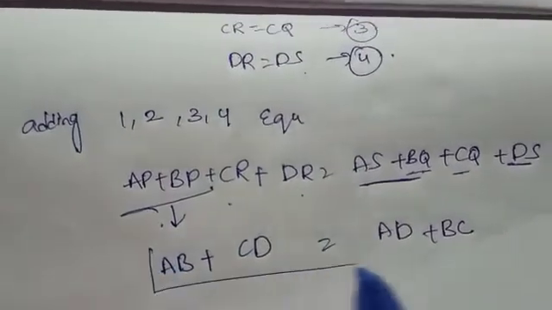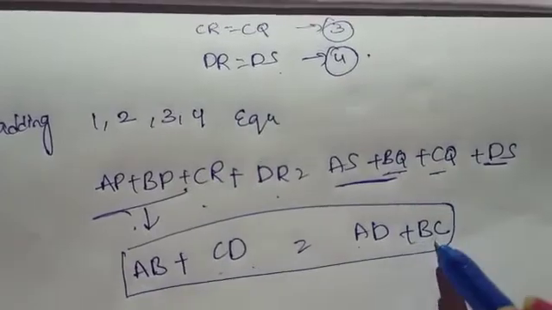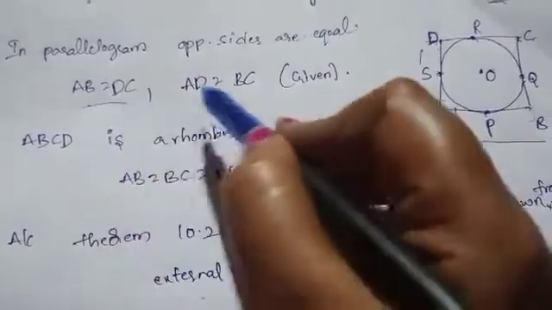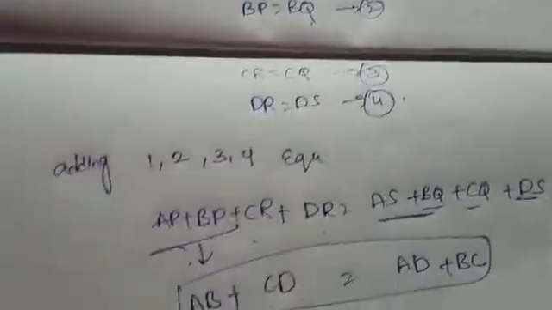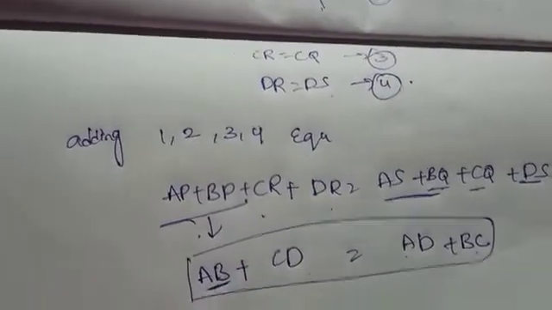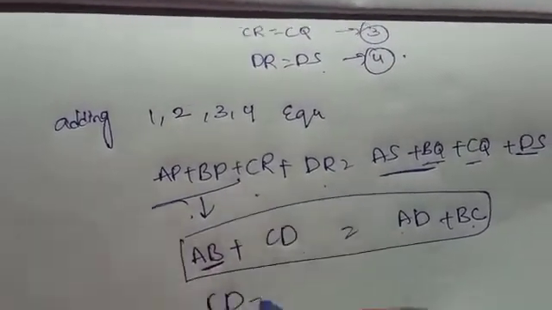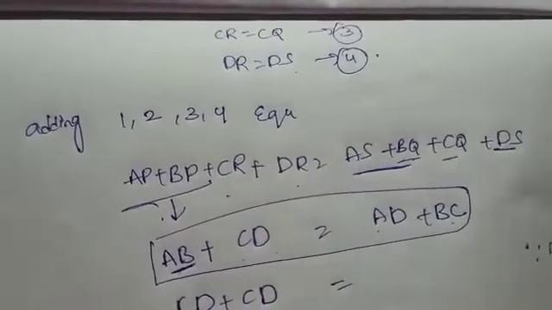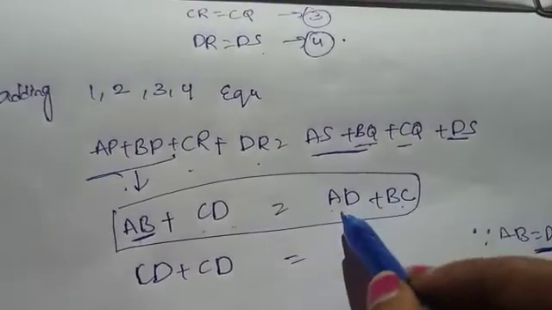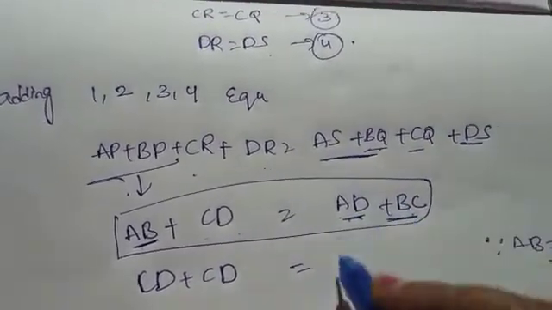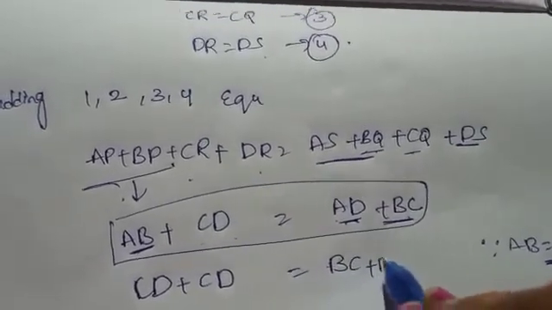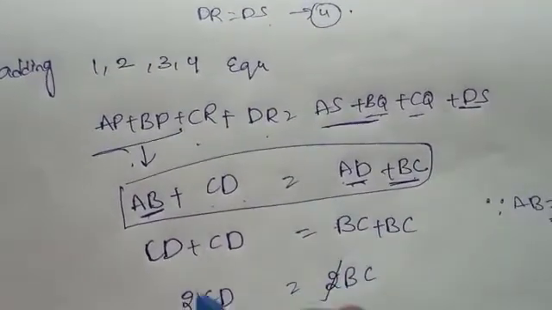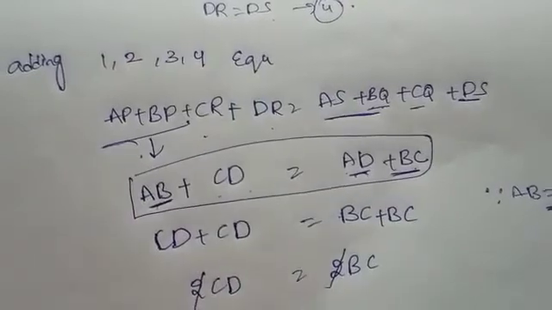Here finally we get the equation AB plus CD equal to AD plus BC. We have already known AB equal to DC and AD equal to BC. In place of AB we can write DC, and in place of AD we can write BC. So DC plus DC equal to BC plus BC, that is 2CD equal to 2BC. The 2 gets cancelled. Therefore, CD equal to BC.